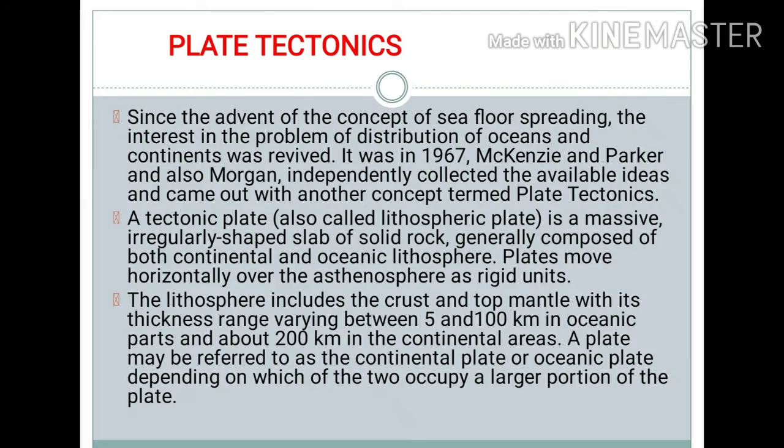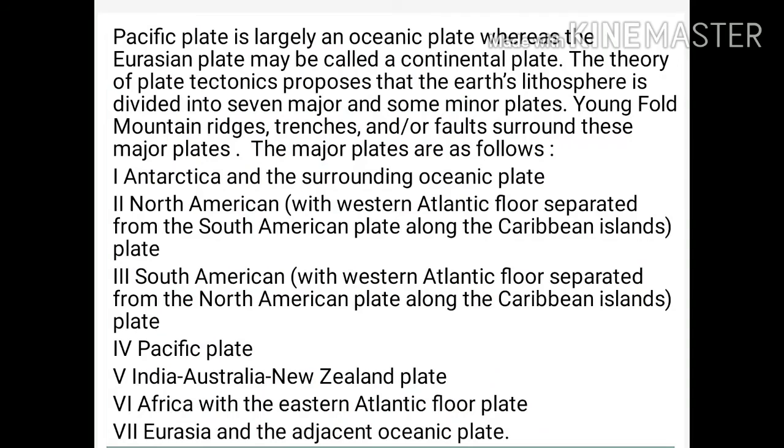So what it says is that a tectonic plate is a lithospheric plate which is massive, that is very big, and irregularly shaped. It is a solid rock which is composed of both continental and oceanic lithosphere. These plates move horizontally over the asthenosphere, that is the upper mantle. These plates can be continental or oceanic depending upon the location of those particular plates. For example, the Pacific plate is largely an oceanic plate, whereas the Eurasian plate may be called a continental plate.